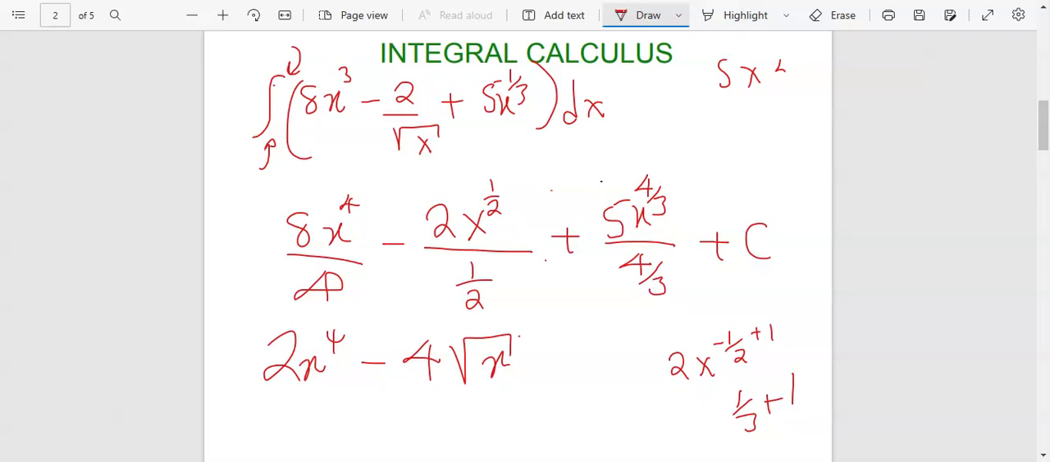So this is what we are going to have. And then 5 divided by 4 over 3 is the same as 5 multiplied by 3 over 4. So it's going to give us 15 over 4, then x to the power 4 over 3, then plus a constant c. So this is going to be it. Okay, is this okay?